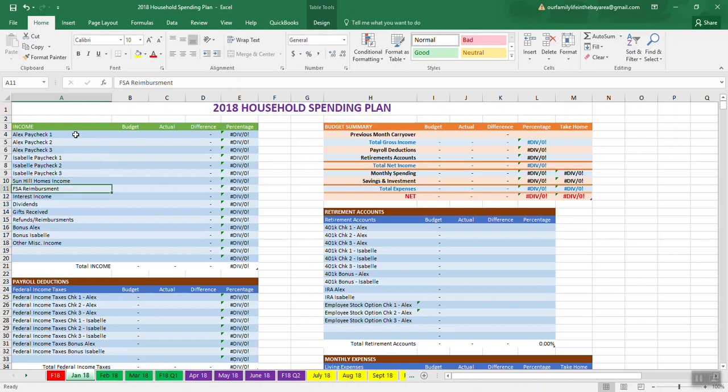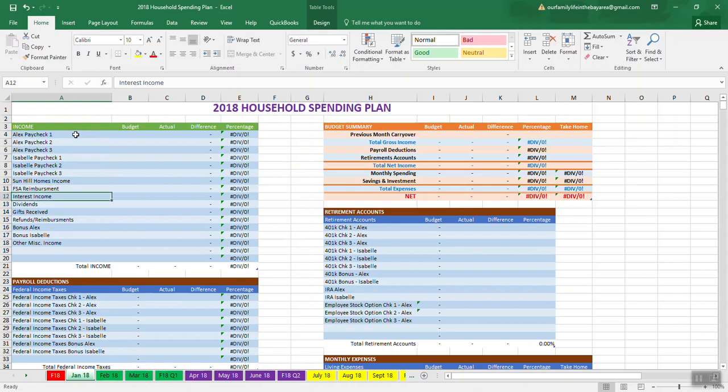And then FSA reimbursement. My husband participated in the dependent care FSA at his work. So every 3 months we get a reimbursement for our daughter's daycare.